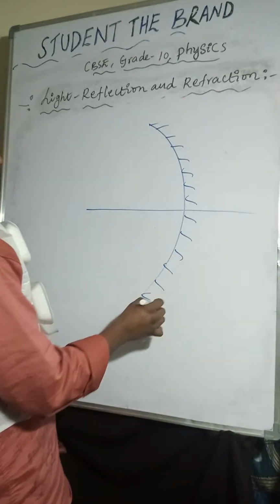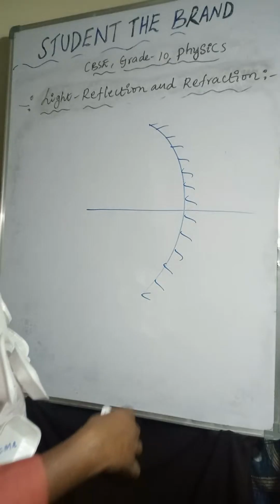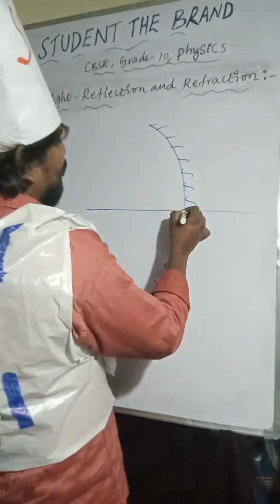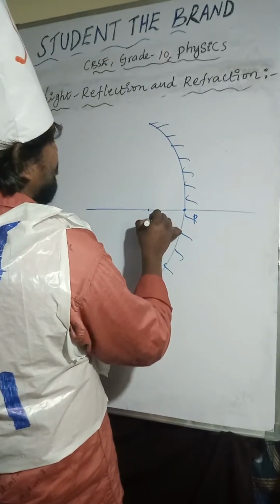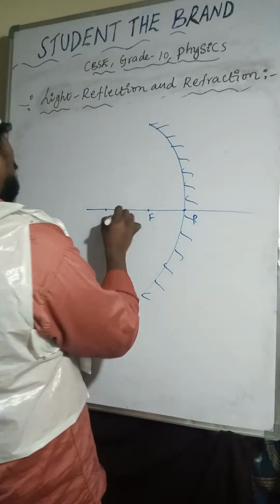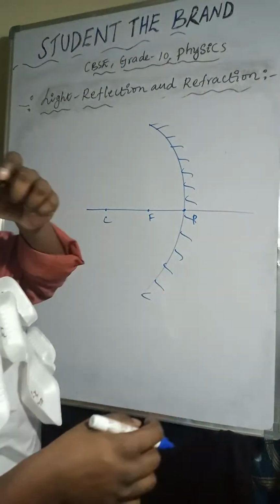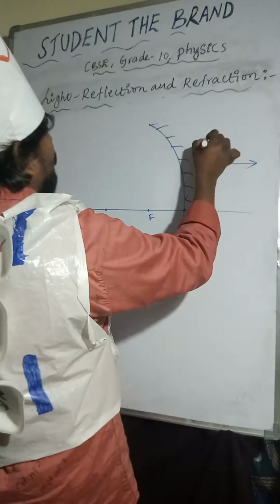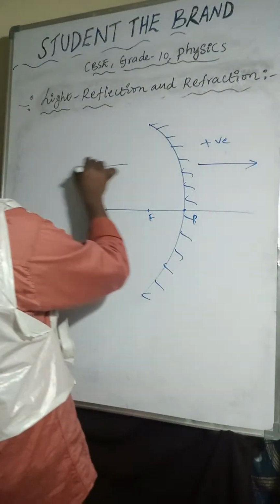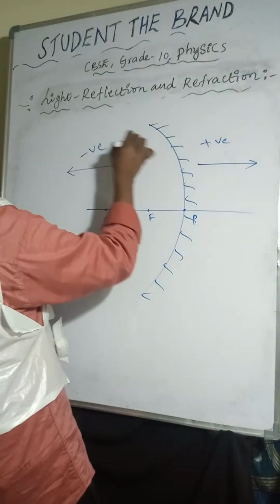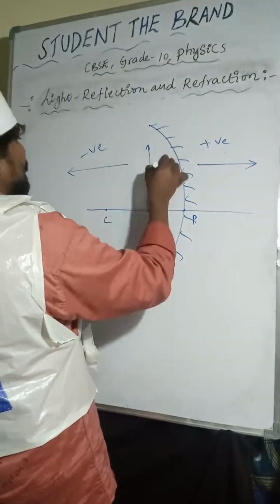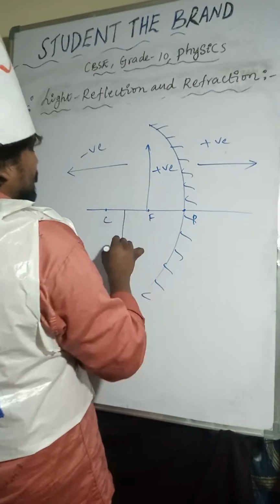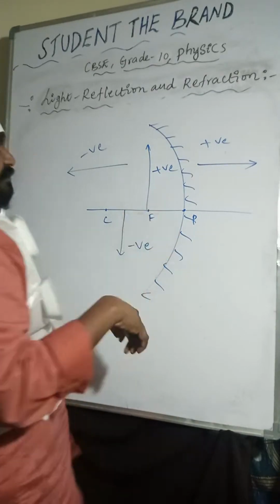So here you can take the concave mirror. This is a concave mirror with pole, focus, and center of curvature. All measurements will be taken in the direction of incident rays, so all are positive in this direction. Opposite to incident rays, negative. Above the principal axis it is positive. Below the principal axis it is negative.